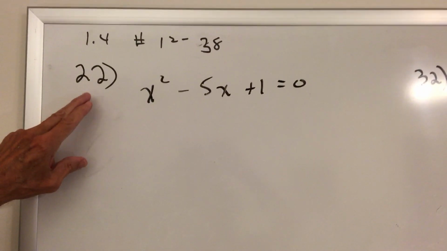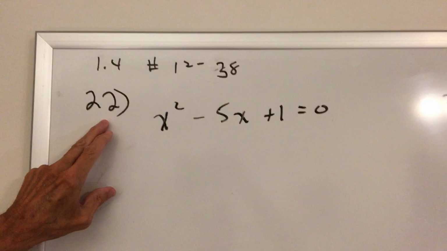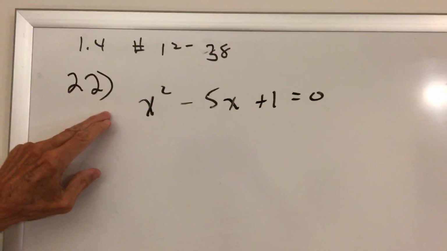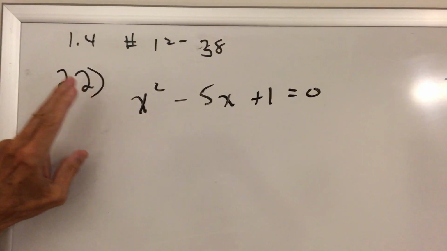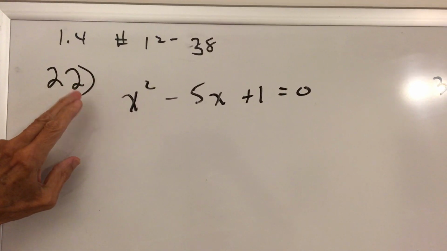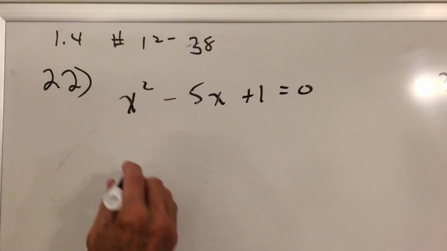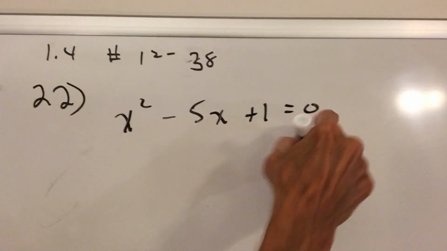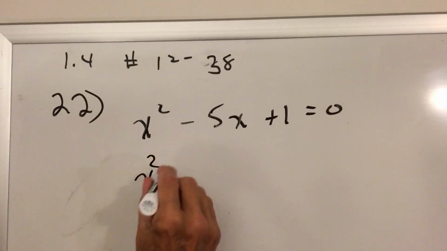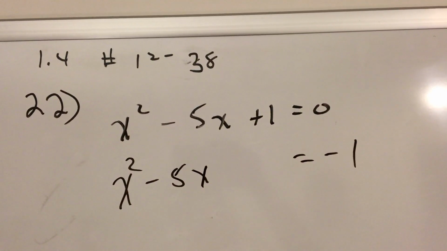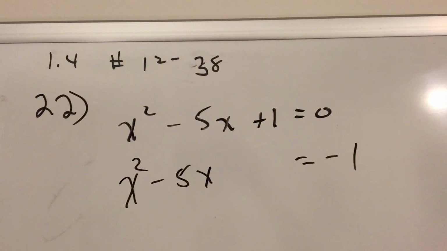Alright, the first one is problem 22. It's a quadratic equation, and the instructions say solve it by completing the square. So to complete the square, we have to get that over there. So we subtract 1 from both sides, but we leave a space where the 1 was.